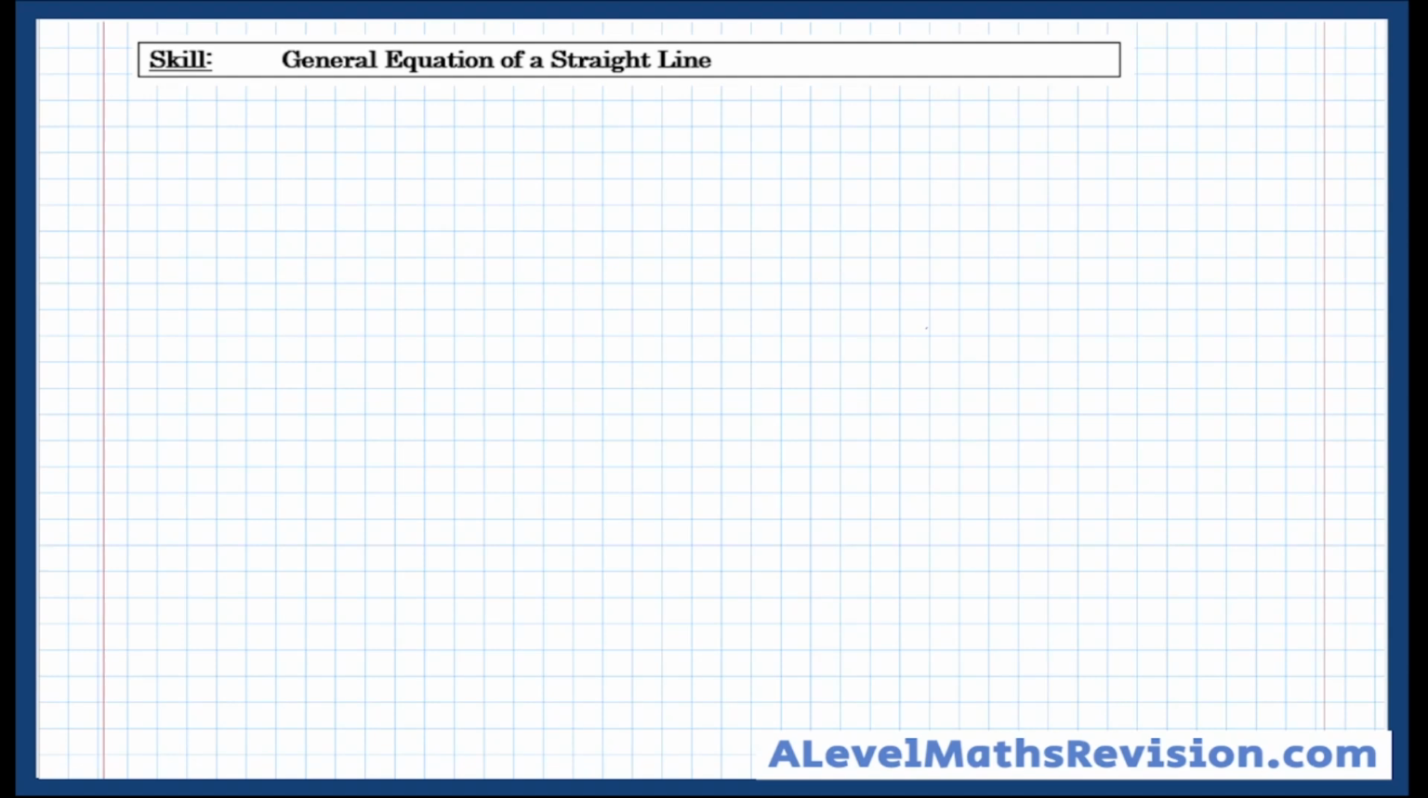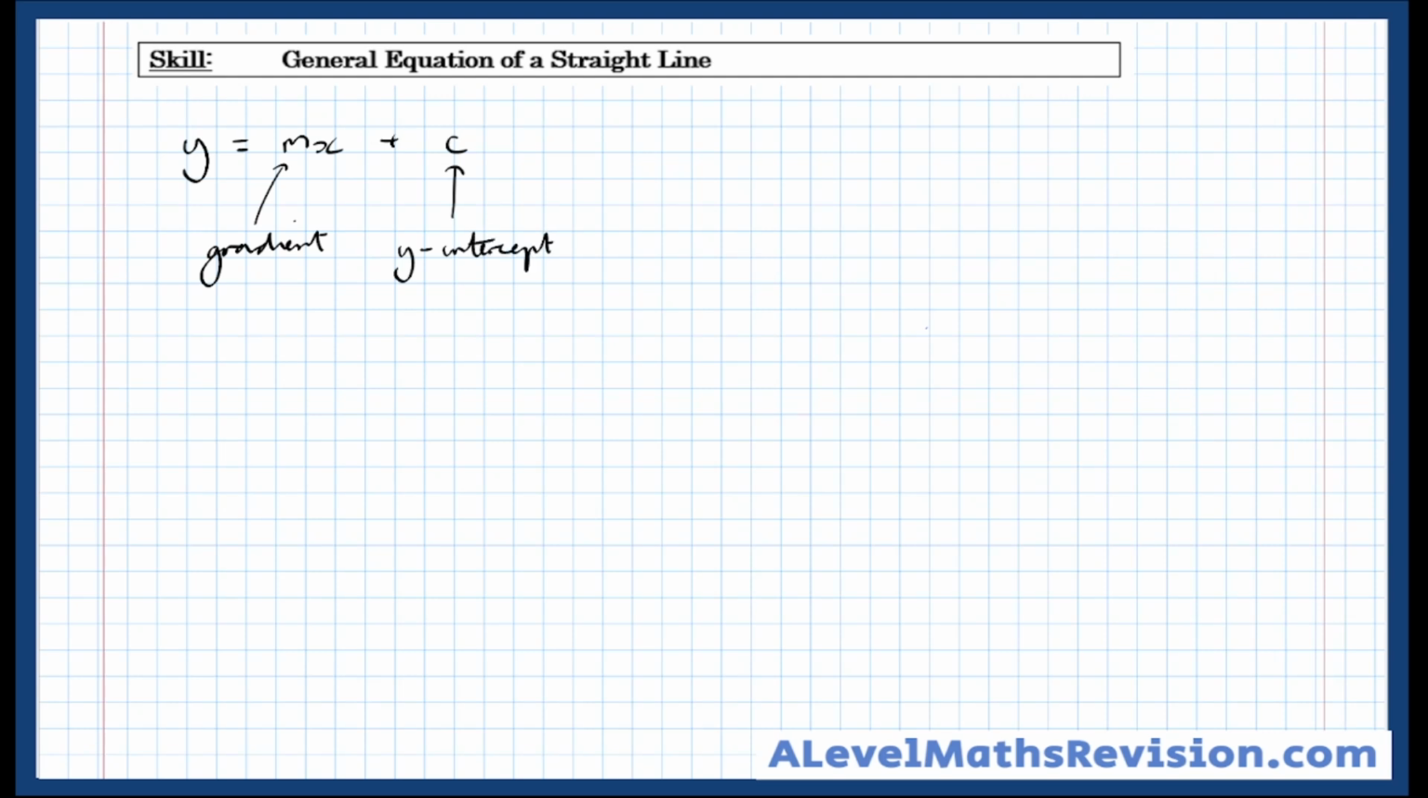In this next lesson, we're going to have a look at the general equation of a straight line, but we're going to extend it from the one that you learned at GCSE. So at GCSE, you'll have learned that the general equation, quite correctly, of a straight line is y equals mx plus c, where m is the gradient and c is the y-intercept.